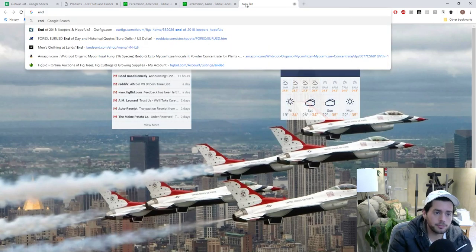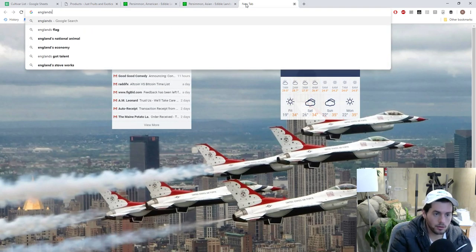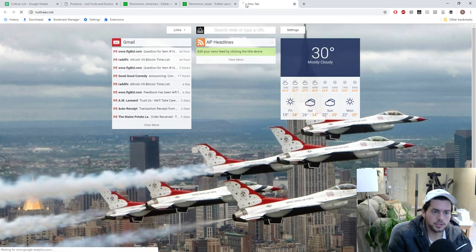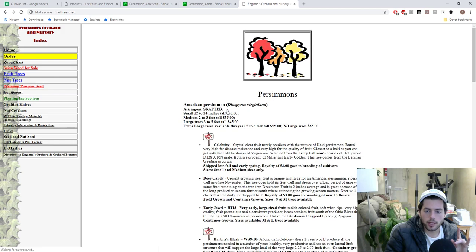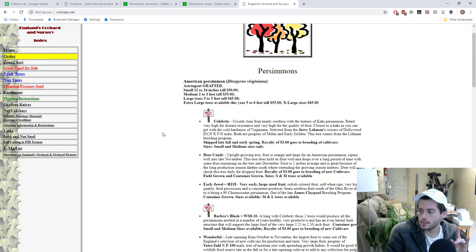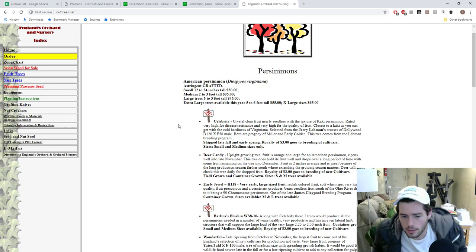We got England's Nursery. You know what? It's Nuttrees.net. Sorry there, England. Sorry there, Cliff. But basically, they are pretty damn good with persimmons, I have to say. If one thing that Cliff really is passionate about, I'd probably say it's persimmons, and he knows his stuff. Excuse my language. There's a whole bunch of different crazy people out there, like Jerry Lehman. All these people are breeding these things together to get hardier persimmons, and I think even some universities, some breeding programs are coming together with this as well.